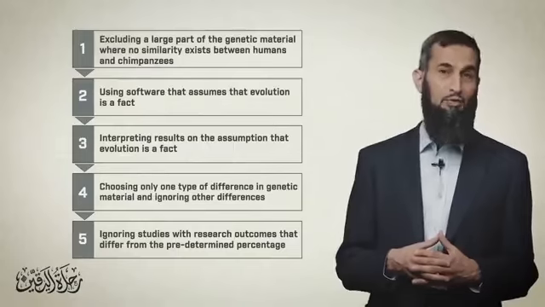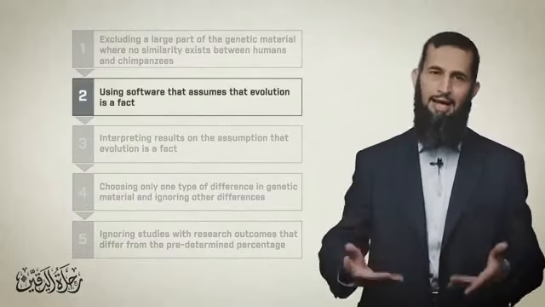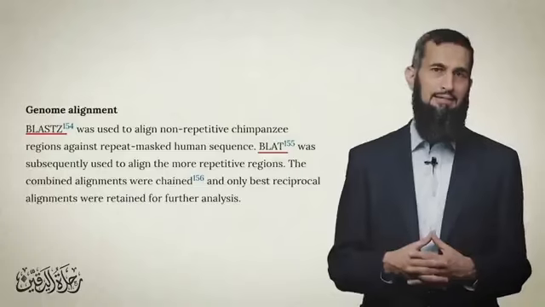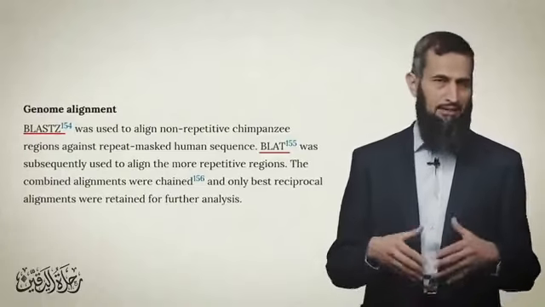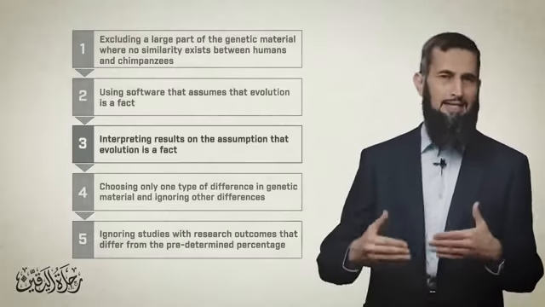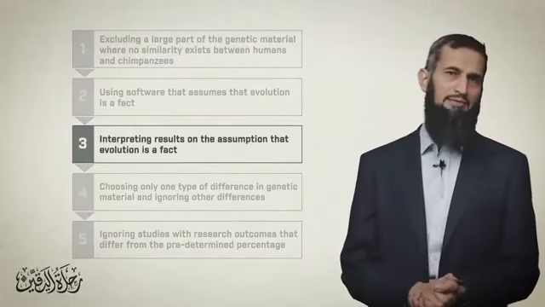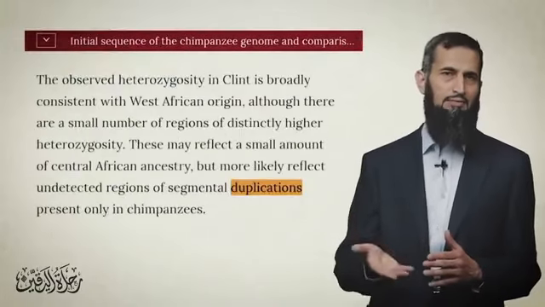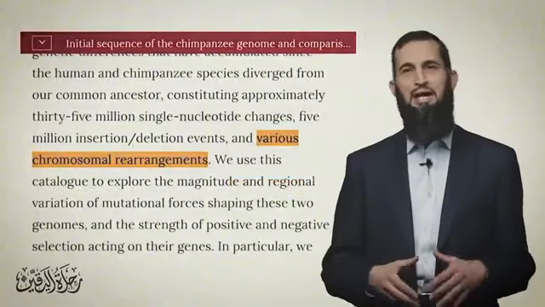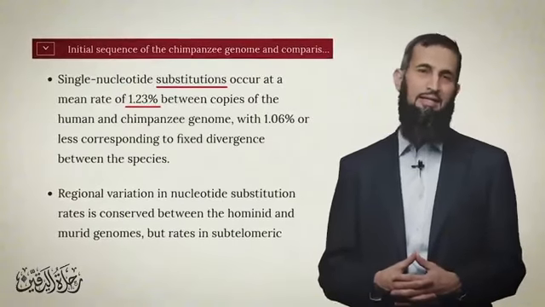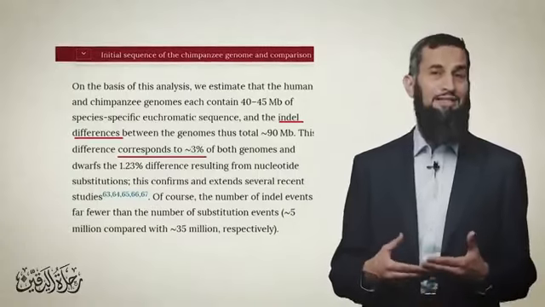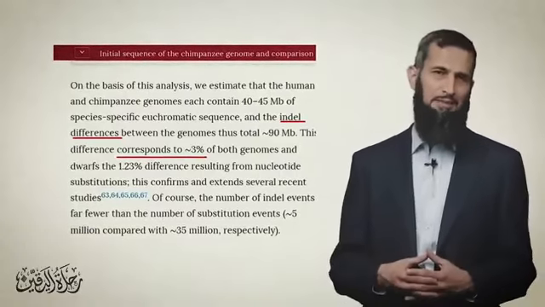The second step, using software that assumes the validity of evolution. Indeed, they used BLAST-Z and BLAT that assume the validity of evolution. The third step is to interpret the results based on evolution. Researchers explained the differences between the chimpanzee and human genomes in the same way the professor did with Anis and Shamshan's reports: substitution, insertion, deletion, duplication, and so on. What is the percentage of the so-called substituted letters? 1.23%. And what is the claimed percentage of deleted inserted letters?